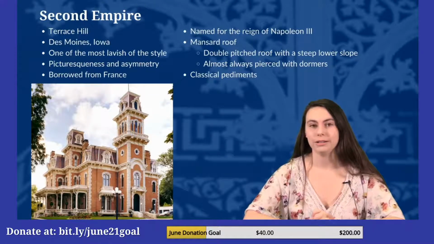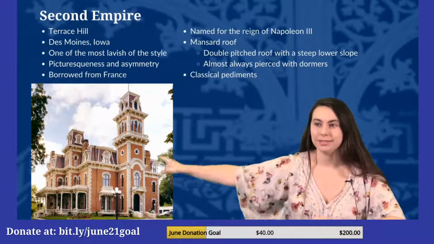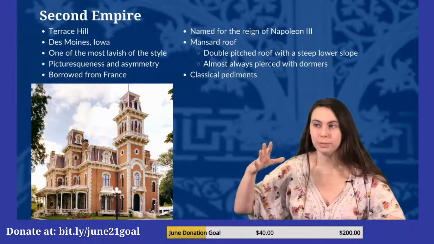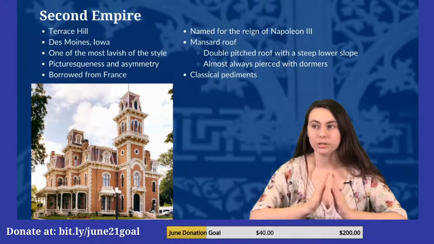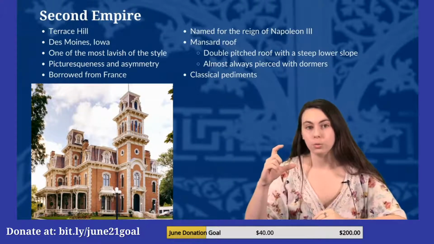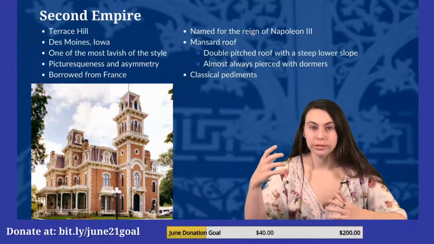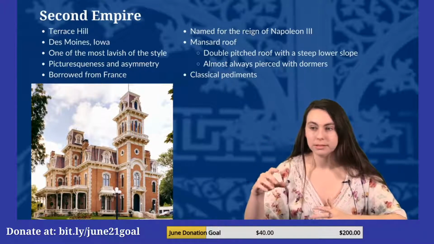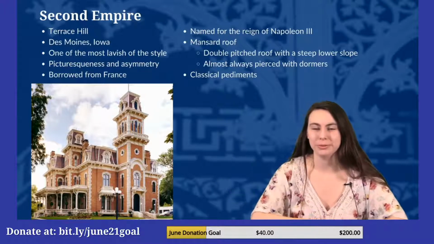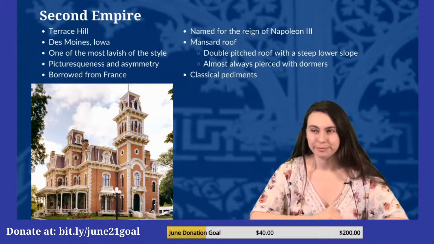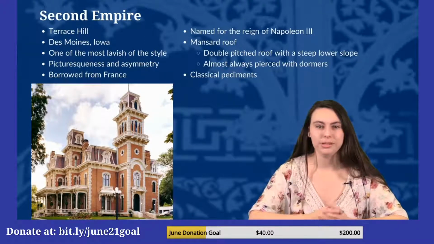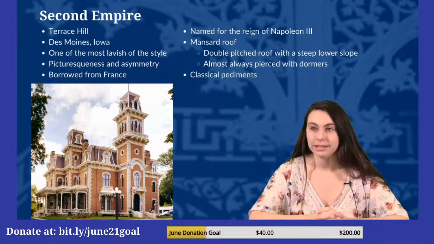The hallmark of Second Empire is the mansard roof. So this roof is a double-pitched roof with a steep lower slope, almost always pierced by dormers, because it adds a whole level to the house that you can then use instead of attic space. You need light in the roof, so you almost always have dormer windows piercing the mansard roof. The mansard roof was created in the French Renaissance, and then it really gained popularity, well, here.